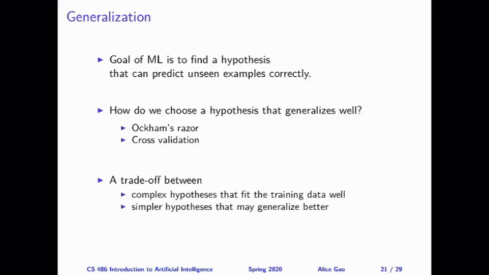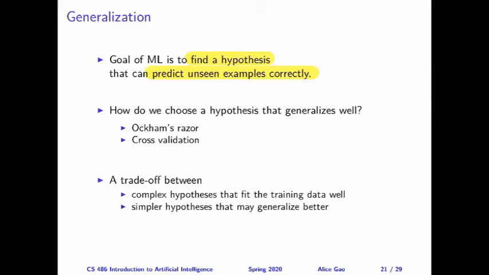We've just seen a concrete example of machine learning. Now, this example may have led you to believe that the goal of machine learning is that we're given a bunch of data points and we want to find a function that fits all of these data points well. That actually is not the case. The goal is not to predict all the training examples correctly. Instead, we want to find a hypothesis that can predict unseen examples correctly.